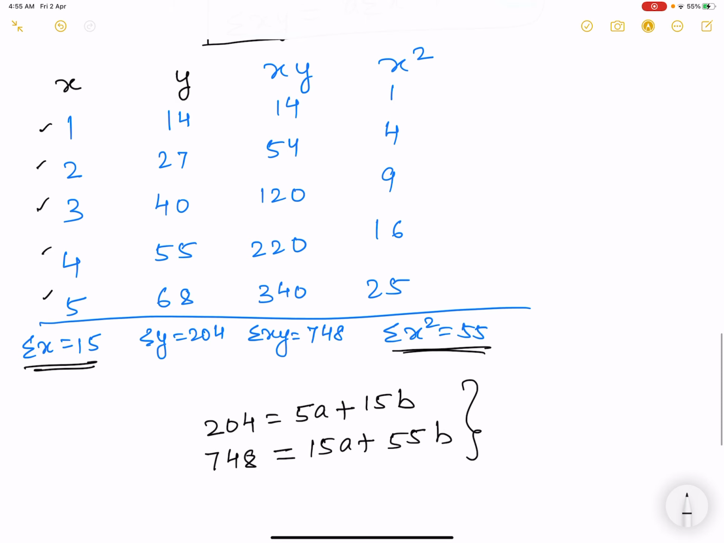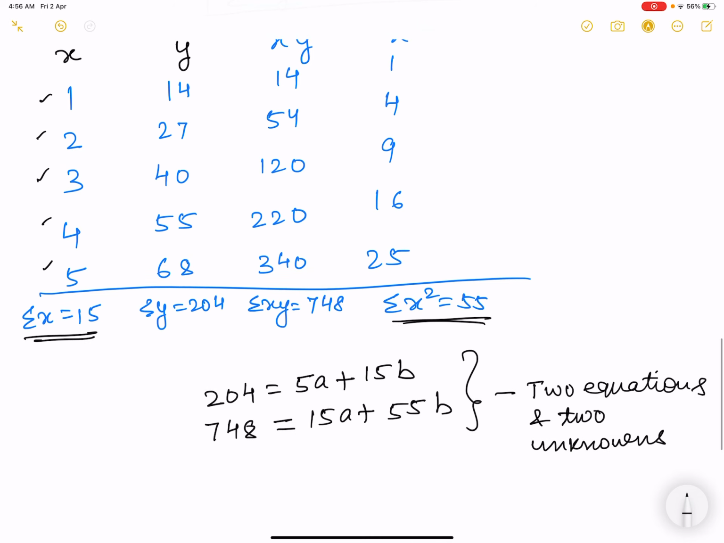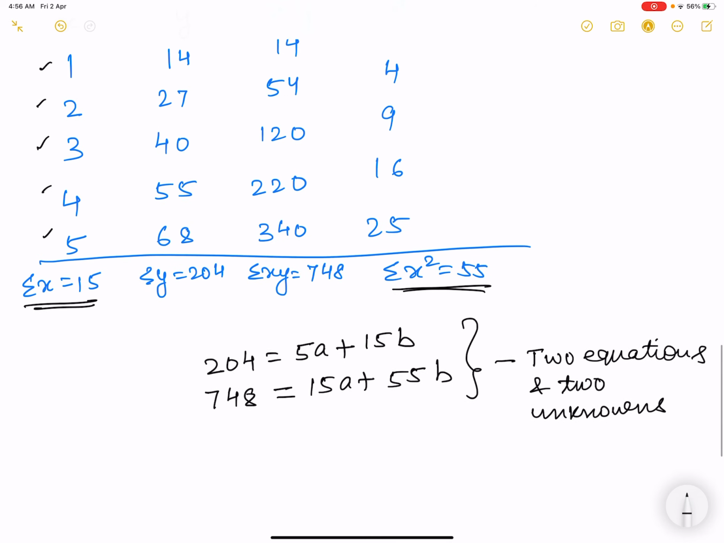So I have two equations and two unknowns. We'll solve this equation to get the value of A and B. You may use any method, elimination method. If you want to use matrix, you may do that also. So on solving these two equations, we get the value of A is equal to 0 and B as 13.6.